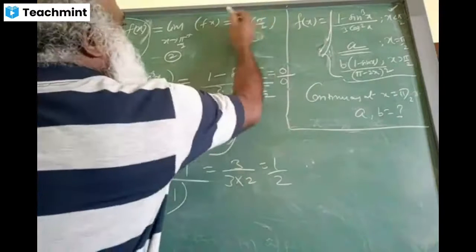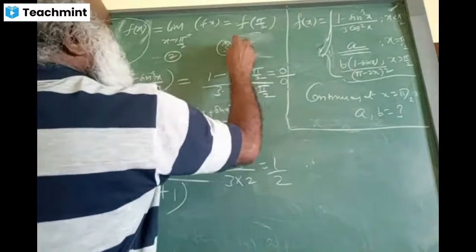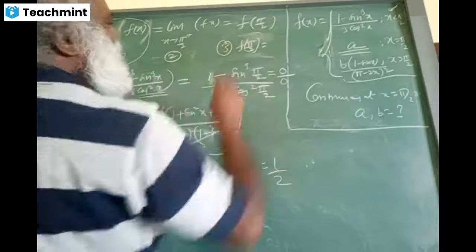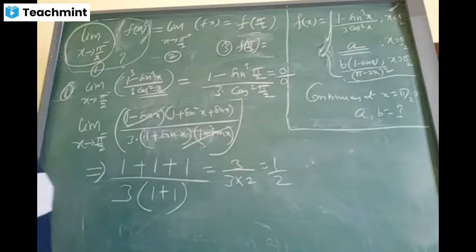And what is the third one? The third one is f of pi by 2. What is the answer, Akshaya? Tell me. What is f of pi by 2 here?